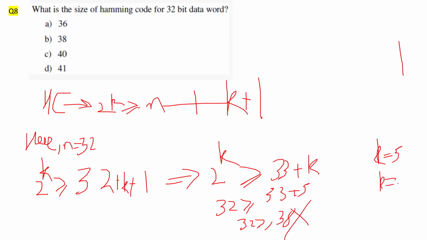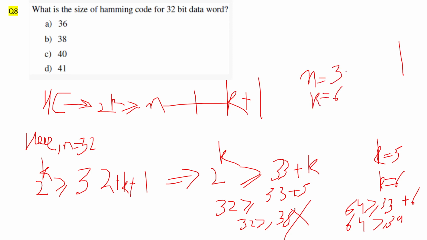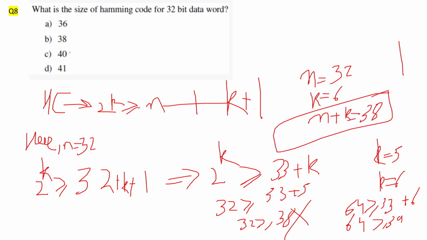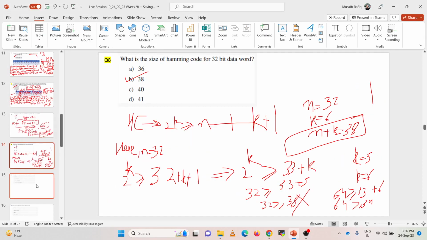Now k is equal to 6. So 2 raised power 6 is 64. 64 is greater or equal to 32 plus 6, so 64 is greater or equal to 39. So n is equal to 32, k is equal to 6. So the total word length of the Hamming code is 38. That is option B. So option B is the correct answer.